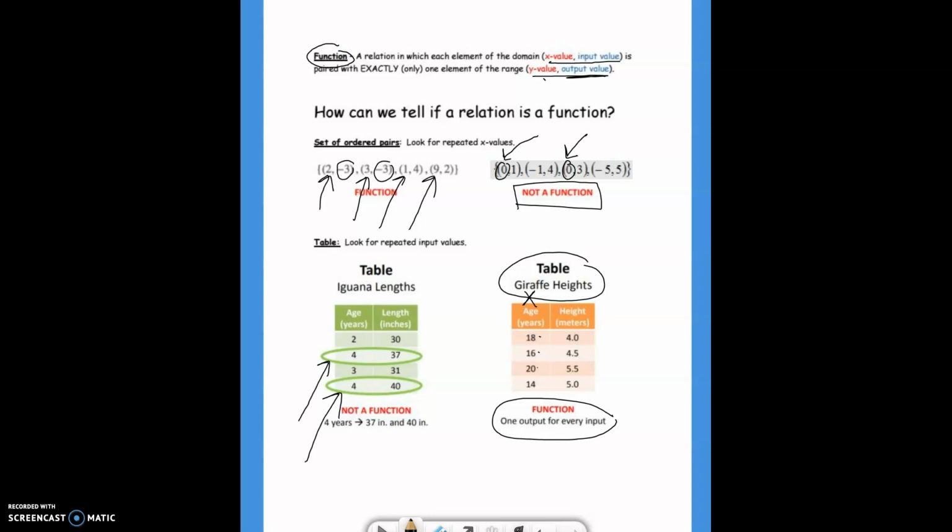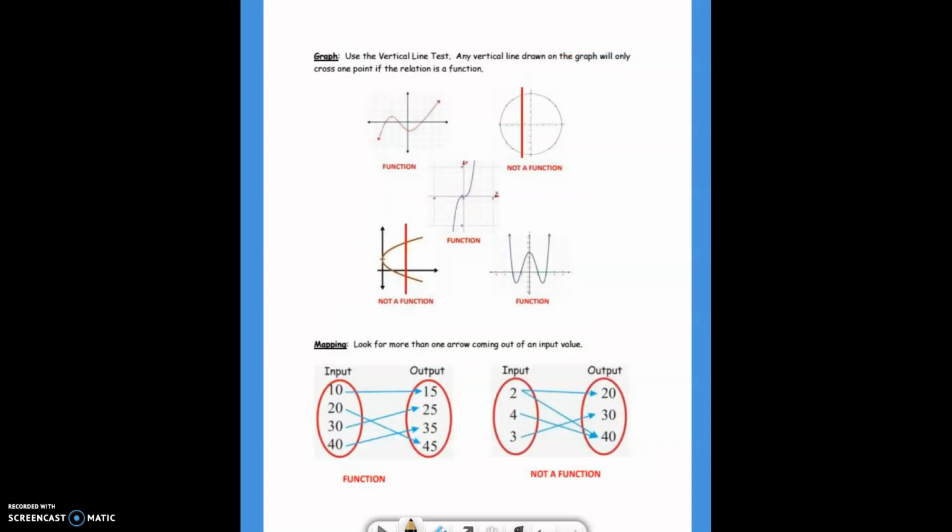Okay? Now let's look at a couple of different things. Now graph-wise, you can easily tell. Let's look at the different graphs. We have what's called the vertical line test. If you can draw a vertical line through the graph and you hit it more than one time, then it is not a function.